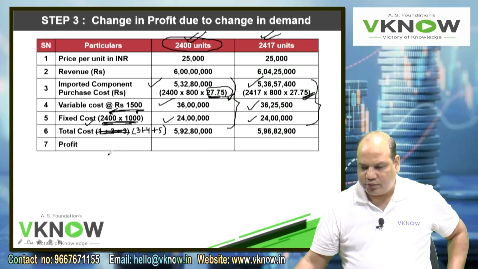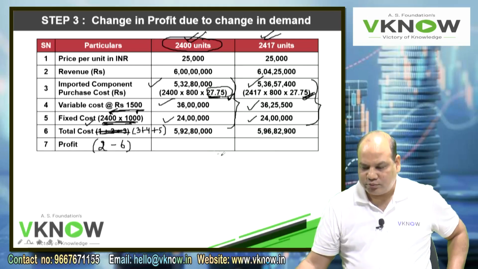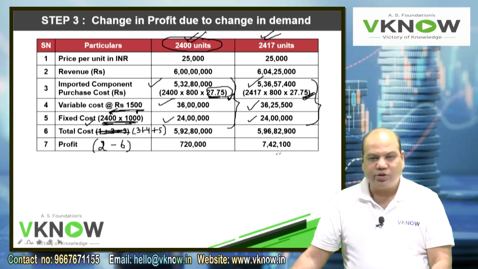Point number 7, profit. Profit will be 2 minus 6: revenue minus total cost. This is 7,20,000. This is 7,42,100. So in fact we have gained here because extra quantities were sold, and because these extra quantities were sold, we got some extra profit.